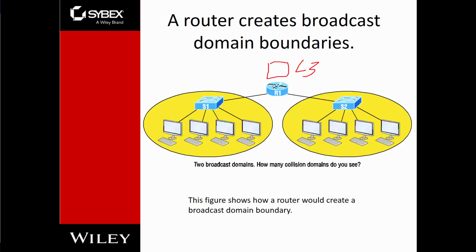So in this question, how many broadcast domains do you see and how many collision domains do we see? Well, we already know we have 2 broadcast domains because we only have one layer 3 device, which is just a router. But how many collision domains do we see? Well, I see 1, 2, 3, 4, 5, 6, 7, 8, 9. I see 10 collision domains and 2 broadcast domains.